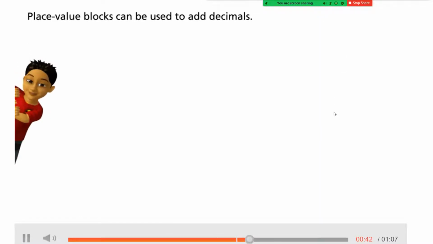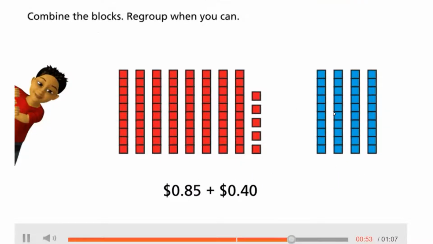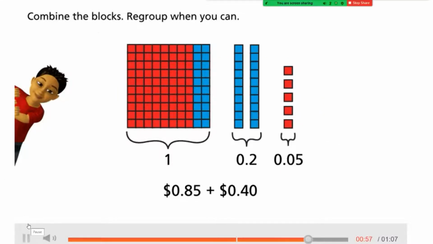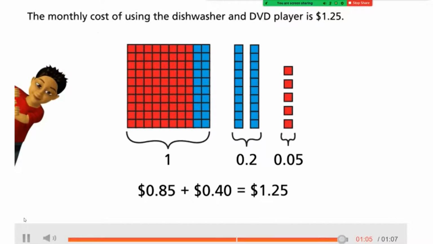Place value blocks can be used to add decimals. Use place value blocks to model 85 cents plus 40 cents. Combine the blocks. Regroup when you can. The monthly cost of using the dishwasher and DVD player is $1.25.